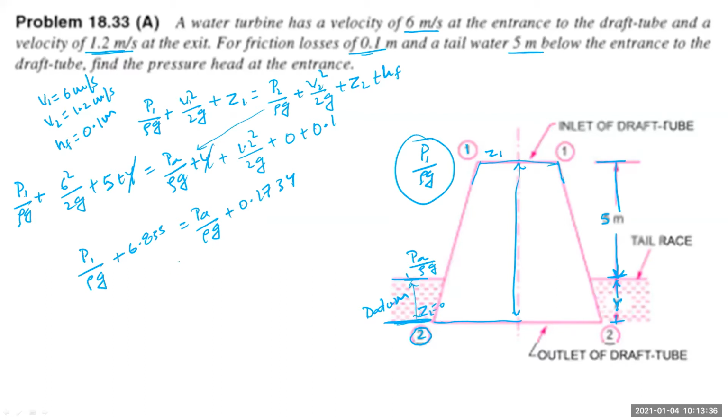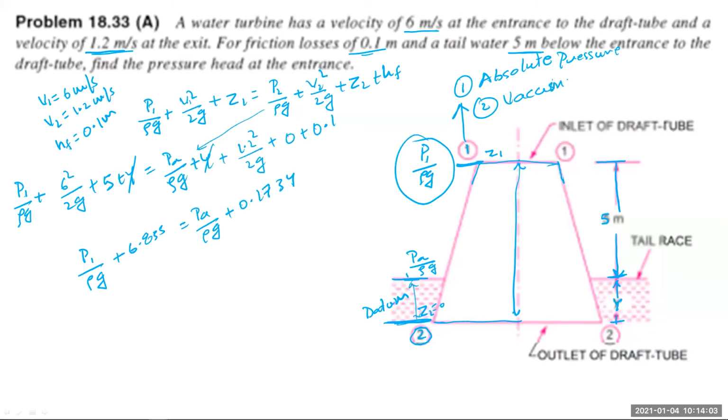Now you need to focus at this location. Why? Because the pressure at section 1, we can say two values. If you remember, the first one we have discussed is absolute pressure, and the second one we have studied is vacuum pressure. So absolute pressure is nothing but your vacuum pressure plus atmospheric pressure, and vacuum pressure is pressure without atmospheric pressure.